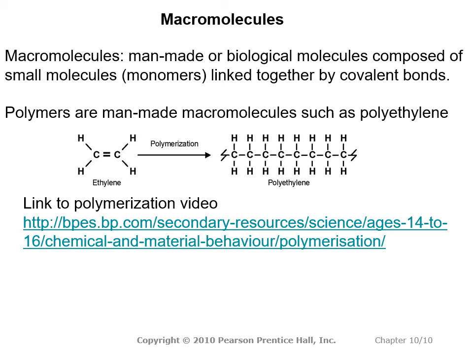Now let's take a look at macromolecules. These can be either man-made or biological molecules composed of small molecules called monomers that are then linked together by covalent bonds via polymerization. So this is the man-made macromolecule polyethylene, where we start with ethylene units, and what happens is each one of these double bonds actually becomes a single bond over to yet another ethylene monomer, and we make this big long chain.